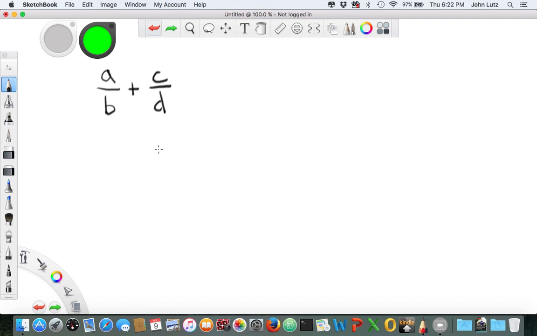And what I'm going to show you is a secret to creating a common denominator, so you don't have to go through all of that craziness of trying to figure out what the common denominator is. Basically, I'm going to take this first fraction here, and I'm going to multiply both the top and the bottom by the bottom of the second fraction. Okay? So I'm going to say a over b times d over d.